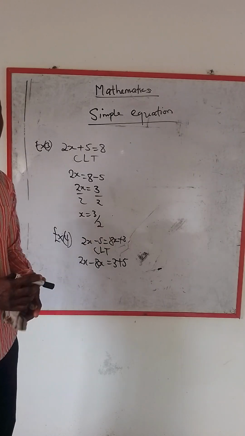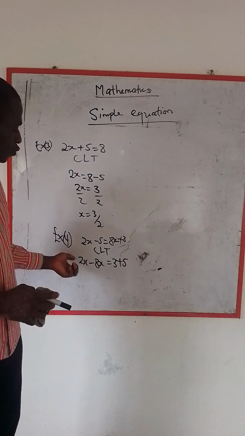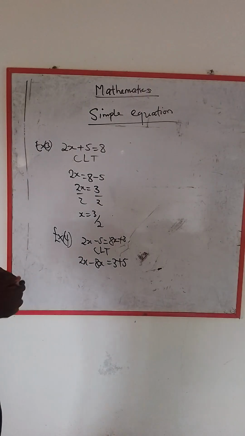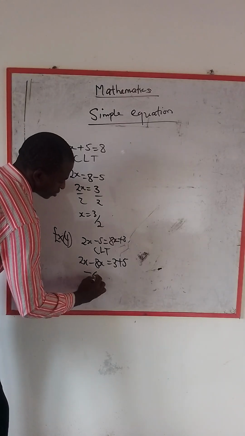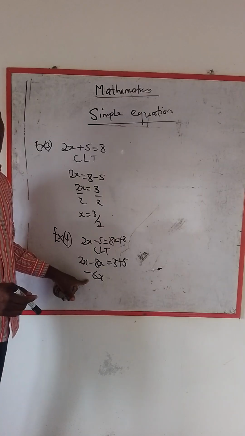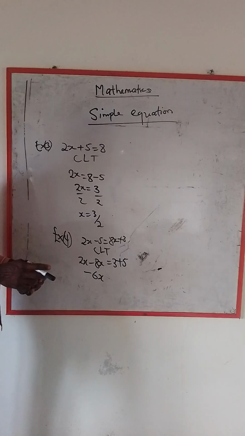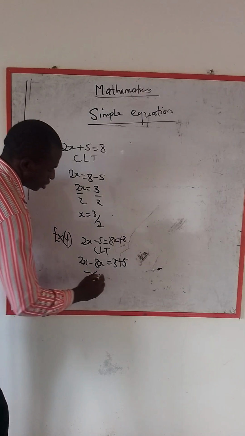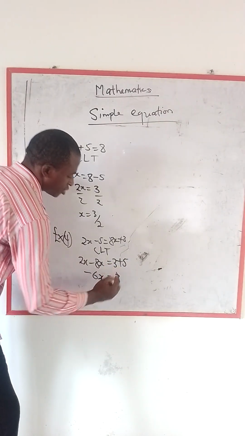2x minus 8x. Automatically, you know you are dealing with, you are having 2 and you are owing 8. If you do that calculation, you are going to have minus 6x. If you don't know how we arrive at this, check my first video on algebra, you'll see how this one was done. Then we'll now have plus 3 plus 5 will give us plus 8.